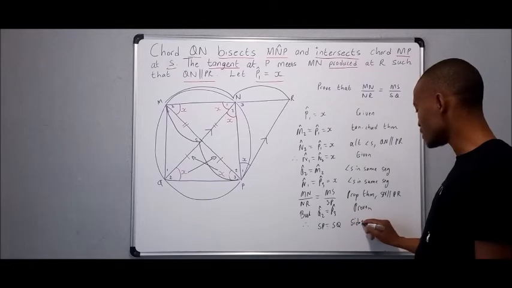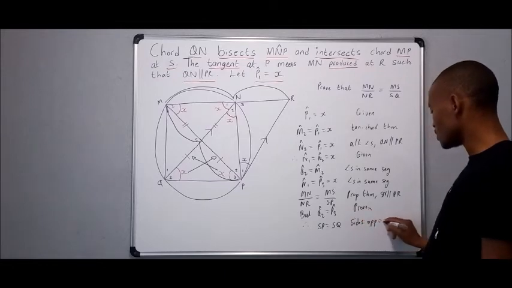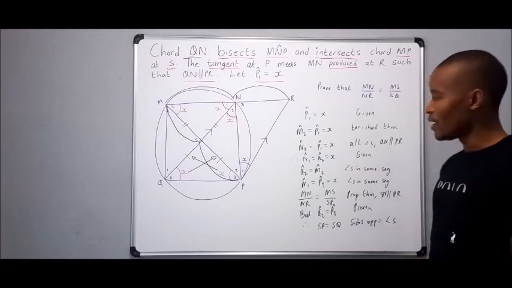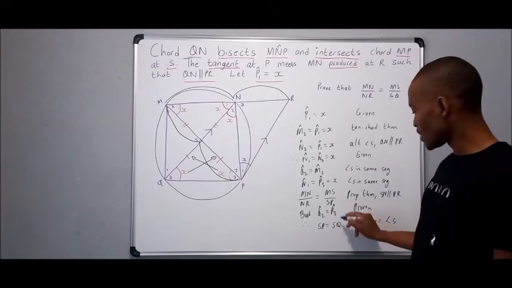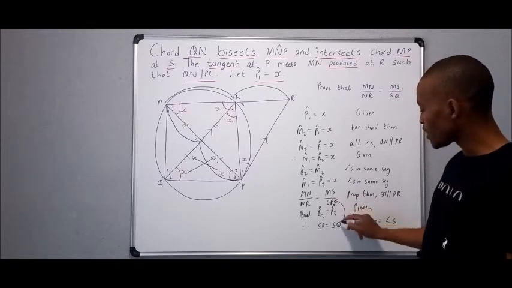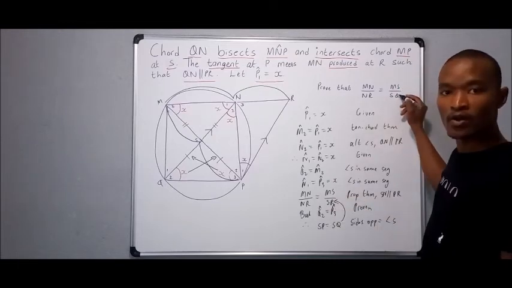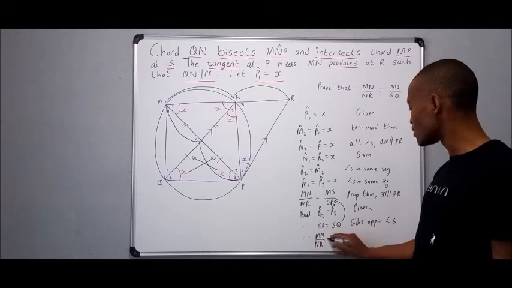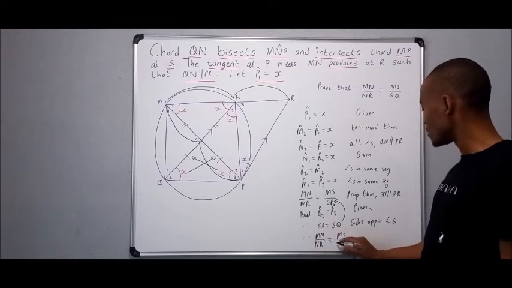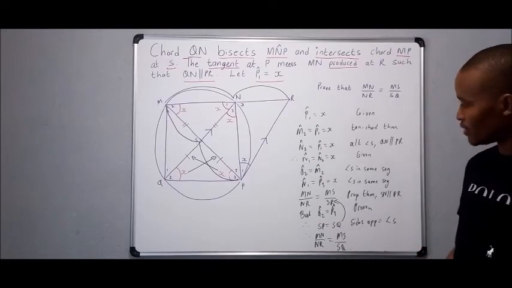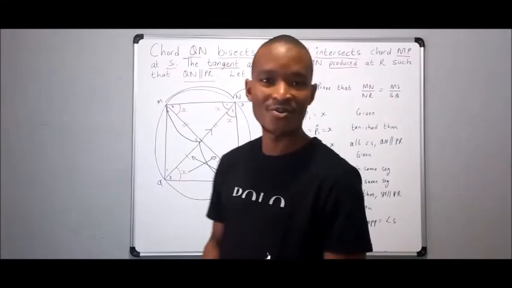These are sides opposite equal angles. And therefore, in our proportionality now, we can go back. In place of SP, we write SQ, which is what we are required to prove. And therefore, we have MN over NR is equal to MS over SQ, and that will be a sufficient proof to this question.